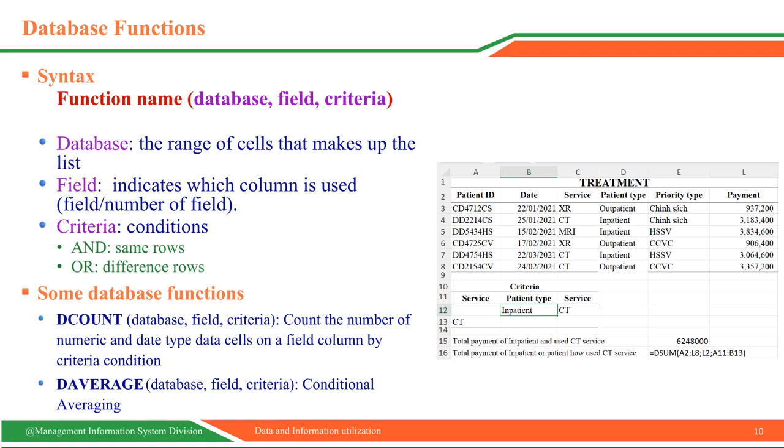Example: DSUM(A2:L8, L2, A11:B13) calculates the total amount, column L2, for inpatients or those who used CT services.